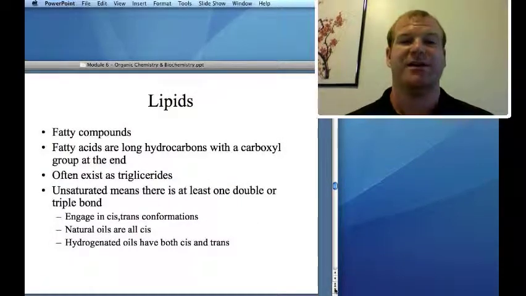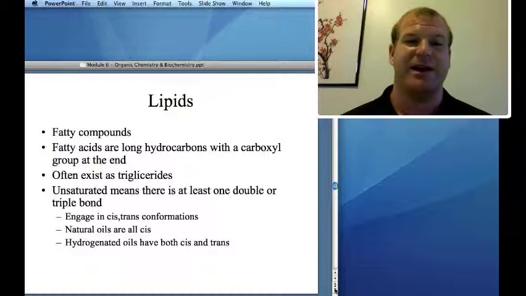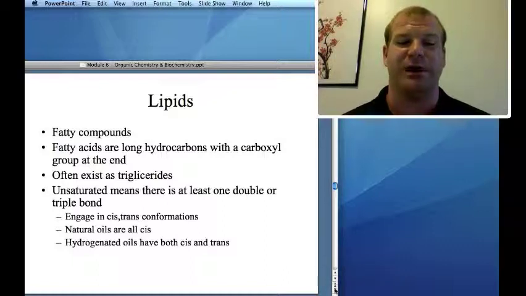Lipids. These are fatty compounds, and they have carboxyl groups at the end, oftentimes. So fatty acids. And these very often exist as triglycerides. And maybe you've heard the term unsaturated or saturated. Unsaturated means that there's one or more double or triple bond.